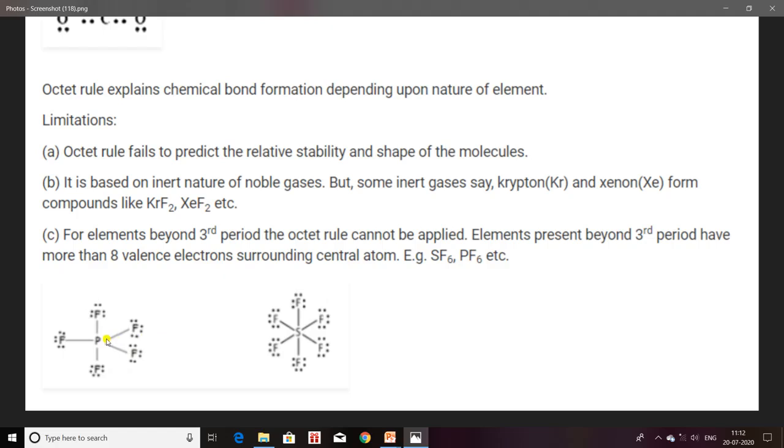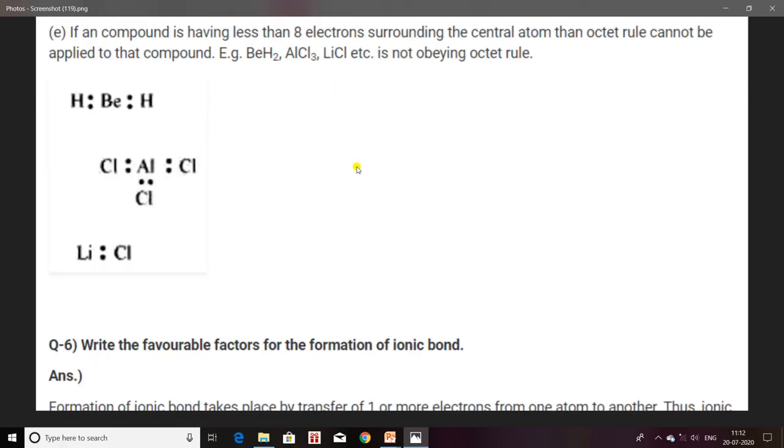Now in the same way PF5, here phosphorus belongs to 15 group, so 5 valence electrons of phosphorus and 5 fluorine atoms are attached with phosphorus. It is sharing total 5 electrons with fluorine, so 5 plus 5 is 10. So here phosphorus has 10 electrons, right? But it is also stable, so it is also a limitation.